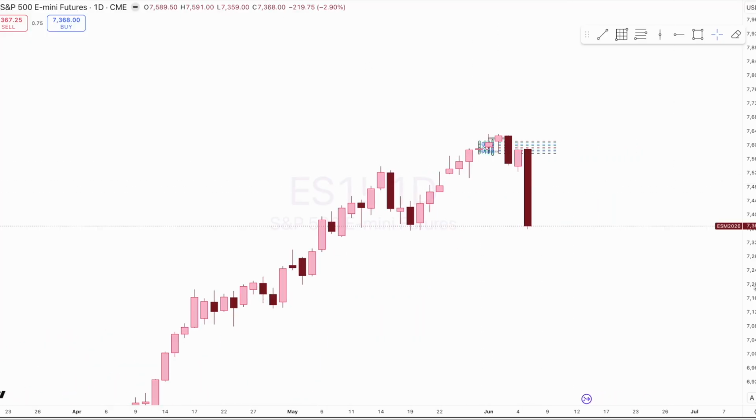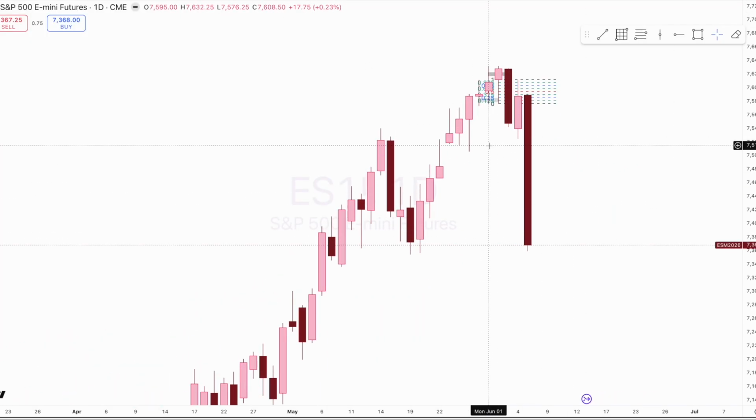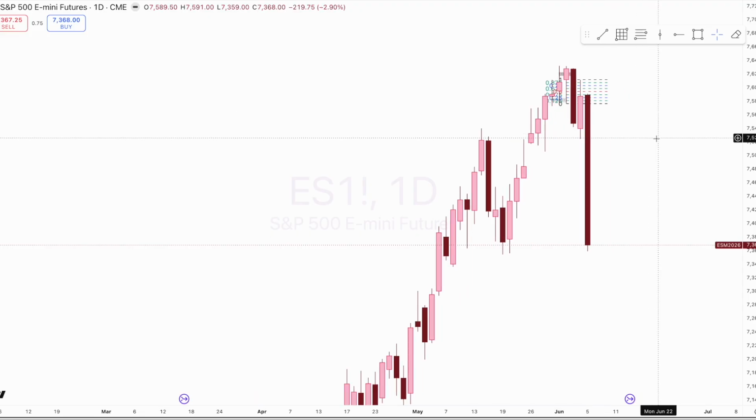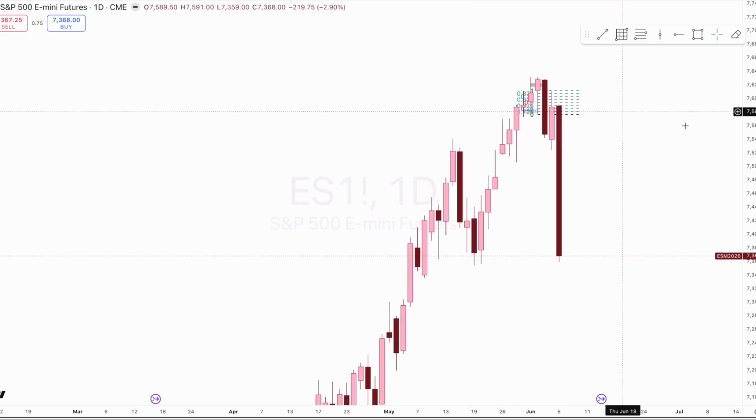We come over here, make the high Monday, go basically make the exact same high. Tuesday, just a little lower. Then again Wednesday, make a lower low. So we're creating a divergence on NQ and ES.